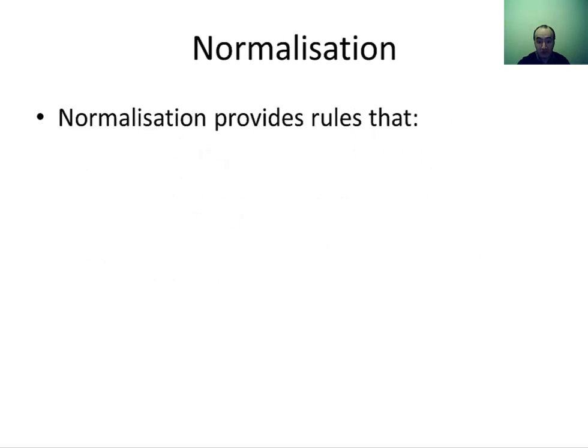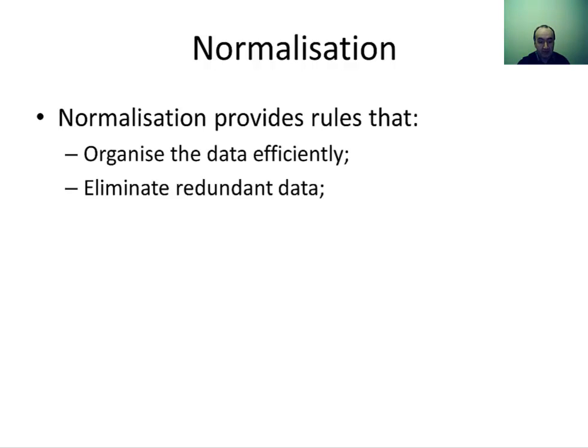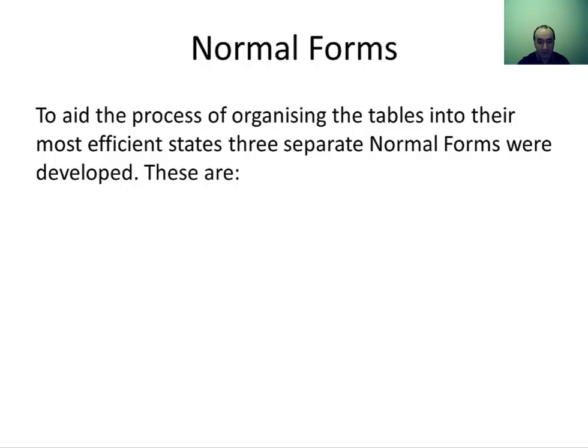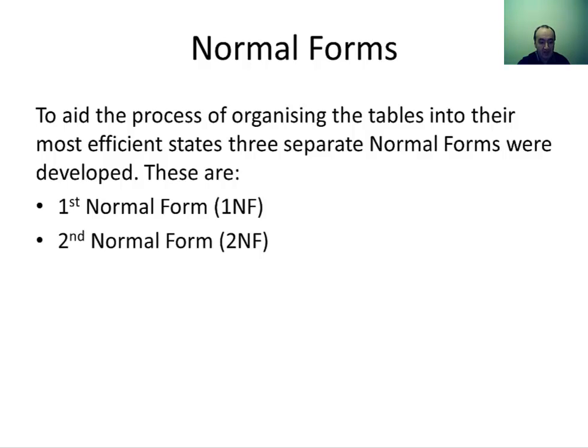Normalisation provides rules that organise the data efficiently, eliminate redundant data, and ensure that only related data is stored in a table. To aid the process of organising the tables into their most efficient states, 3 separate normal forms were developed. These are first normal form, second normal form, and third normal form.